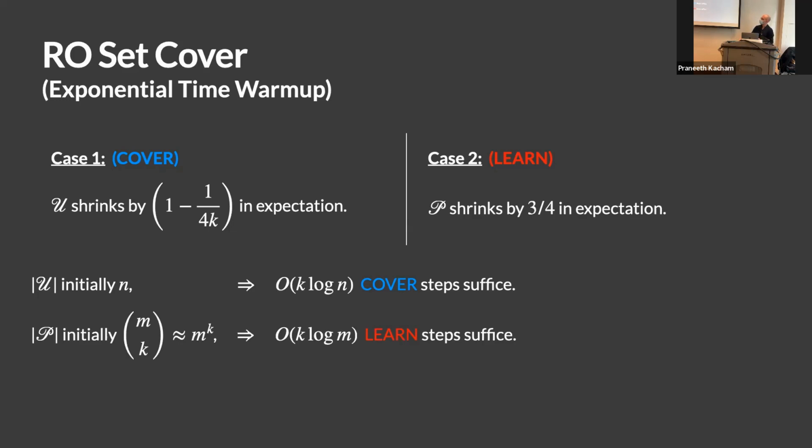What's the size of P initially? It's like M to the K. And we're shrinking it by a constant every time. So how many times can that shrink before it's less than 1? Also, K log M. So if you do k log n plus k log m steps, you have to do at least k log n of the first or k log m of the second, and you'll be done. Right? So if you cover all the elements, you're done. If you narrow down the optimal solution, you're also done. After k log mn steps, you're definitely done. Did this make sense? This is the entire algorithm.